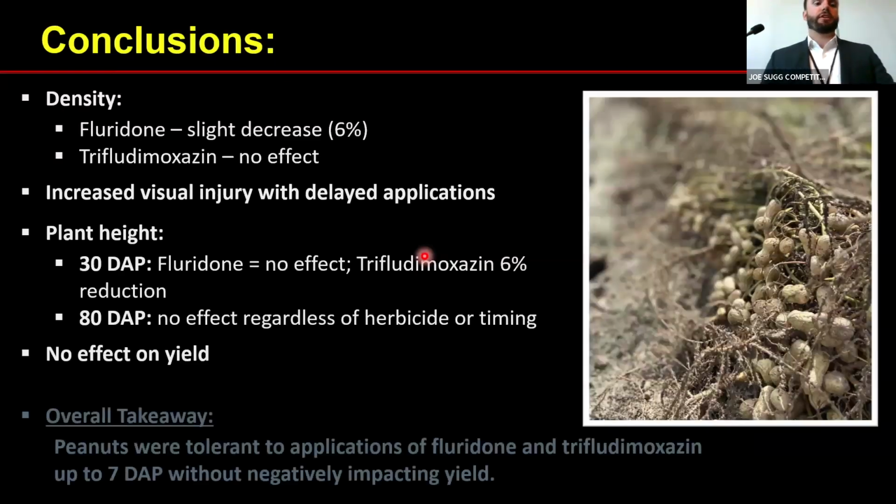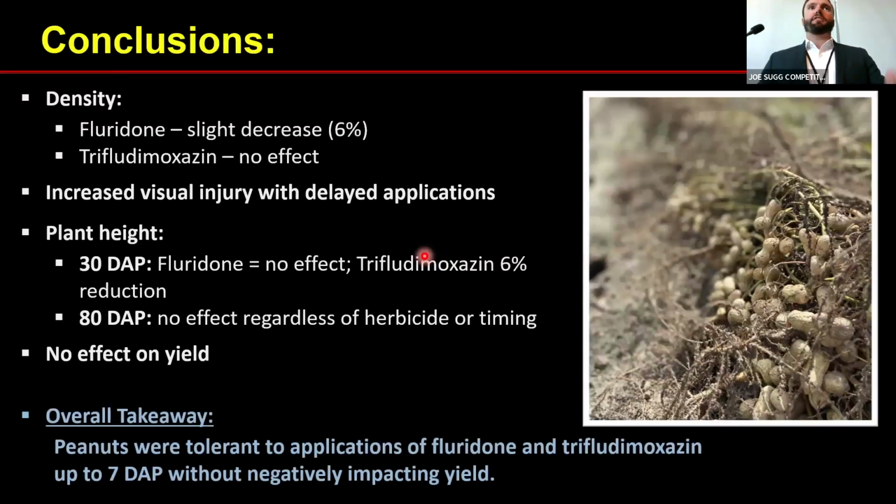And so in conclusion, here we can see that fluridone did slightly decrease our peanut density with those delayed applications across those timings. But as I mentioned earlier, it was still above that threshold of 19. And so as we moved into the growing season, we did see some common visual injury and symptomology, but that also is an indicator that we had good activation for weed control during the growing season across those delayed applications.